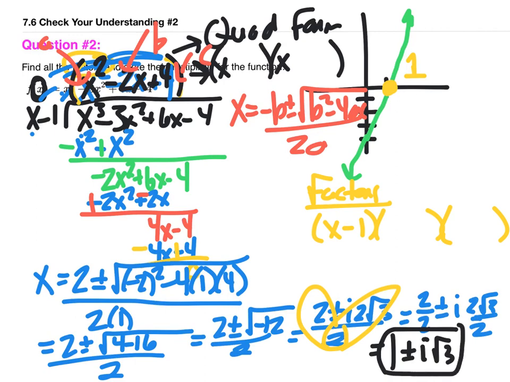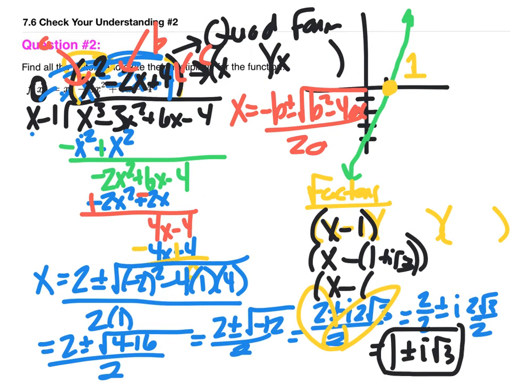Writing them as factors is a little higher level, but let me show you what the factors would look like. Again, keeping in mind one of the factors was x minus 1. Another factor would be x minus this entire number, 1 plus i square root of 3. And then the corresponding factor to that would just be x minus, again, 1 minus i square root of 3. So this is kind of a higher level concept of seeing these complex answers written as factors. I am not going to require this of you to have to do on a test.